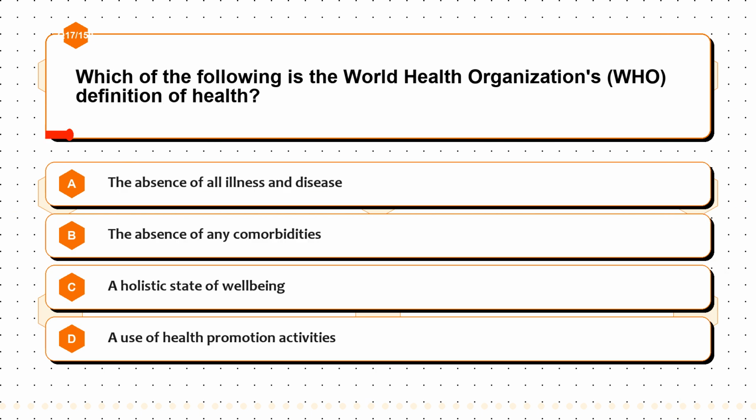Question 17. Which of the following is the World Health Organization's definition of health? Here are the options. Option A, the absence of all illness and disease. Option B, the absence of any comorbidities. Option C, a holistic state of well-being. Option D, a use of health promotion activities.